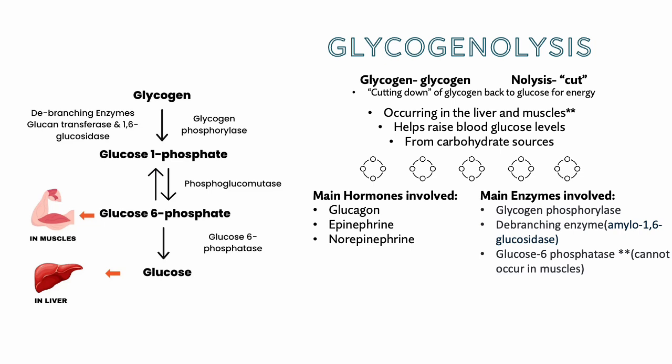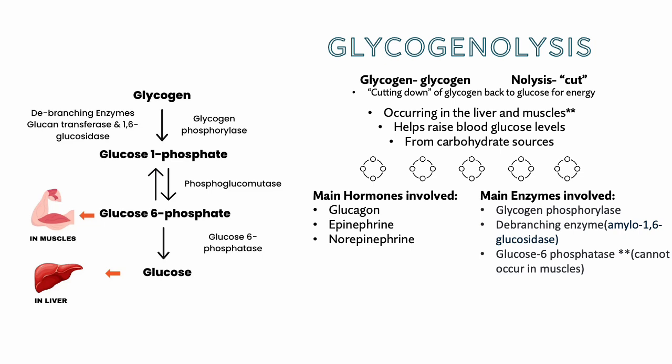The diagram shows glycogenolysis, the breakdown of glycogen into glucose. In muscles and liver, glycogen is broken down by glycogen phosphorylase into glucose 1-phosphate. Debranching enzymes help remove glycogen's branches, allowing further breakdown.